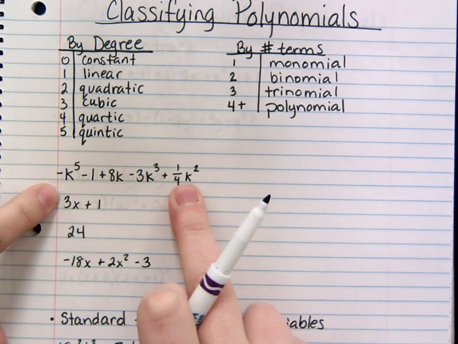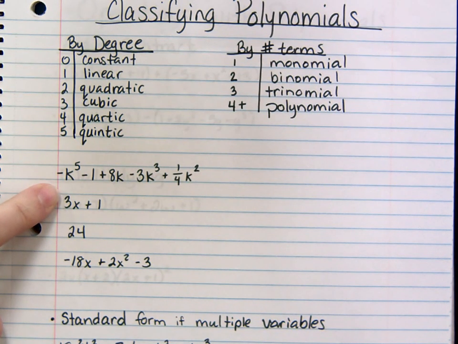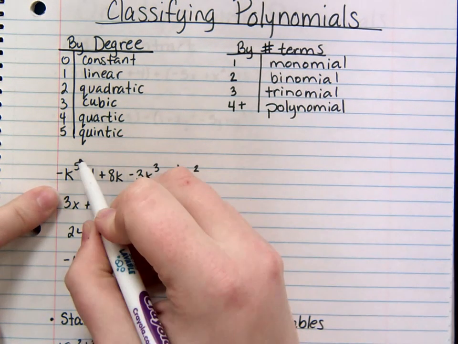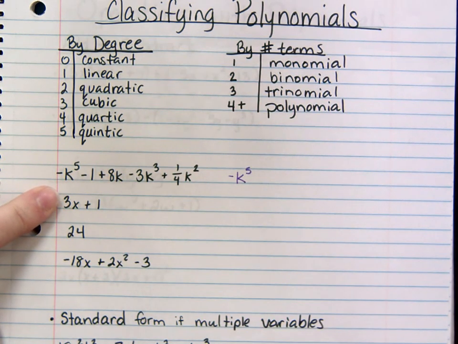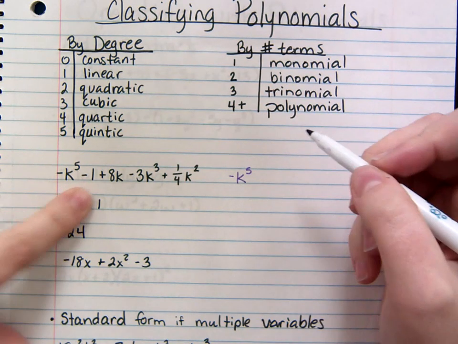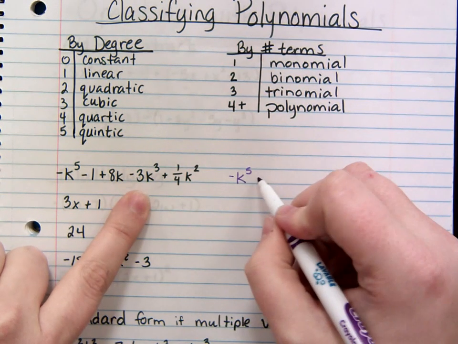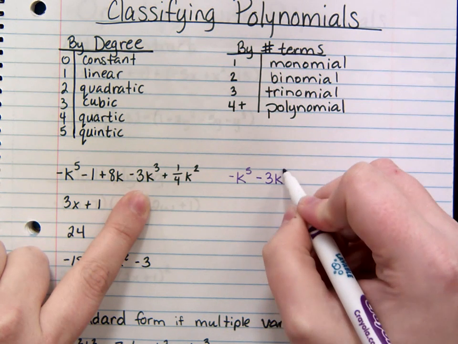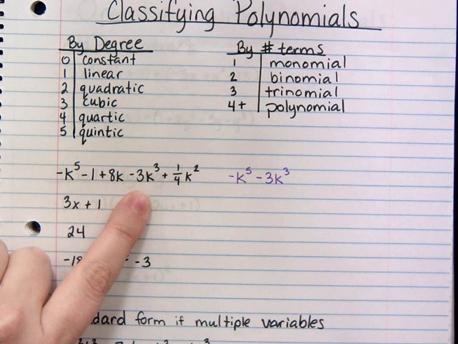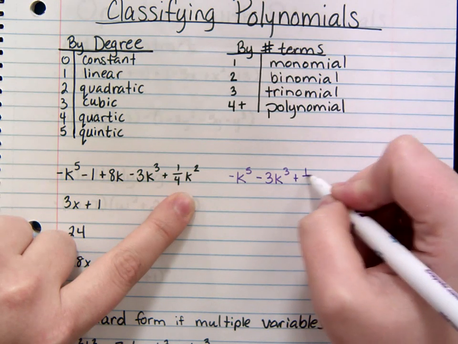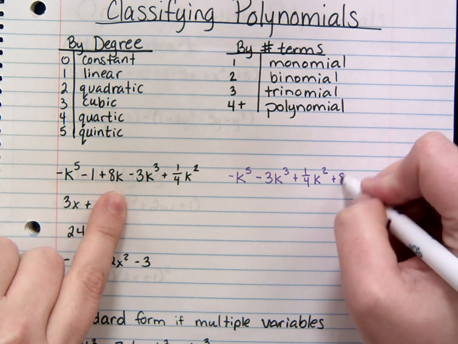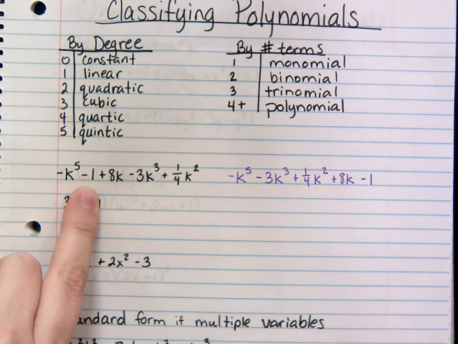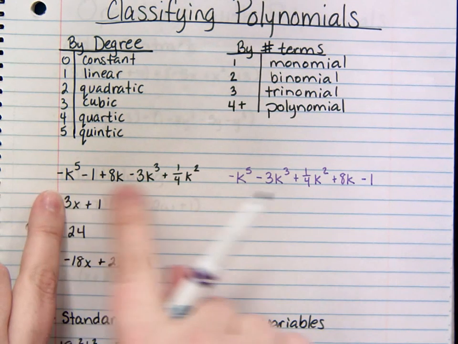So for example, this polynomial expression here, if I want to write it in standard form, I start with the biggest exponent, which in this case is the 5. So negative k to the 5th is my first term. There's no k to the 4th, so next is k to the 3rd. So negative 3k to the 3rd. Then I've got the squared. So 1/4 k squared. Then the k, and then the constant. So this is standard form for this polynomial.